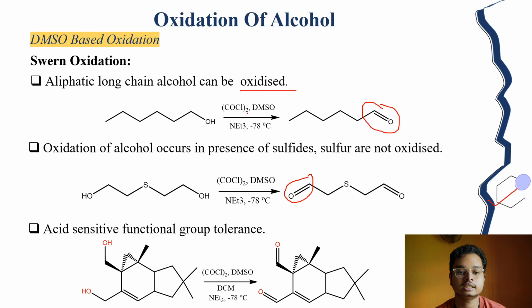Also, since acid is not present in the reaction mixture, acid-sensitive functional groups are tolerated. Here an allylic alcohol is there and a normal alcohol is there. Both are oxidized to their corresponding carbonyl compounds in the presence of Swern oxidation conditions.